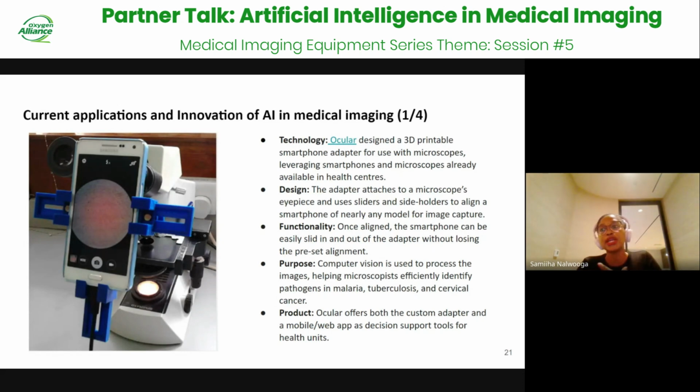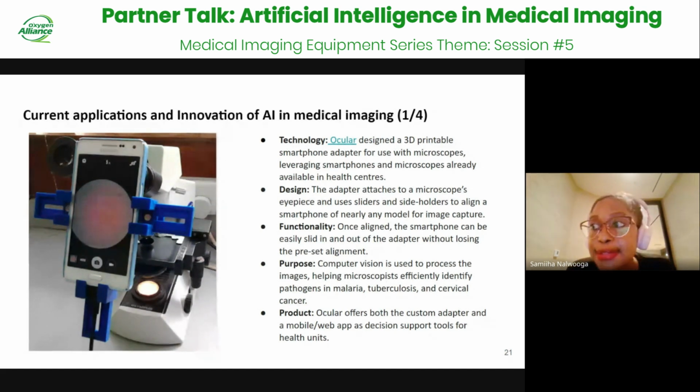So we go to the next part. This is the most interesting part. After learning about AI, we went to the branches. We looked at computer vision. We looked at what makes up computer vision. We looked at deep learning. Then we looked at convolutional neural networks and how they work. Now it's time for us to talk about the current applications and innovation of AI in medical imaging.